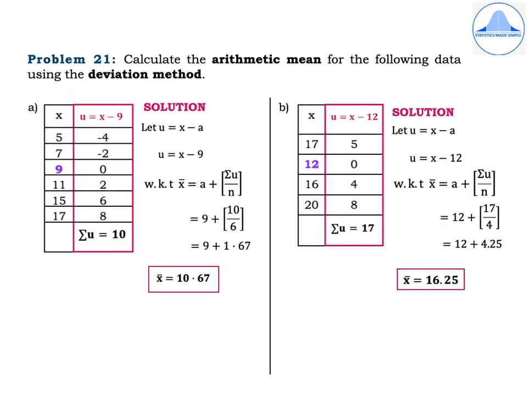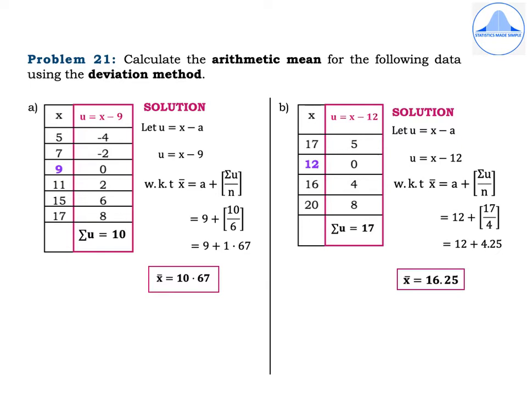Problem 21. Calculate the arithmetic mean for the following data using the deviation method. So problem 21 has 6 various subdivisions. There are 2 problems based on raw data, 2 on discrete data, and 2 on continuous data. So let's start with the first subdivision. The values of x which are given in the problem are 5, 7, 9, 11, 15 and 17. The computations are shown in the pink column. So let us first start with the solution.